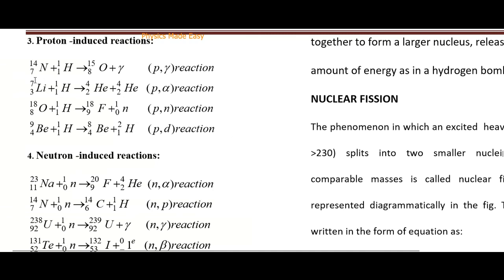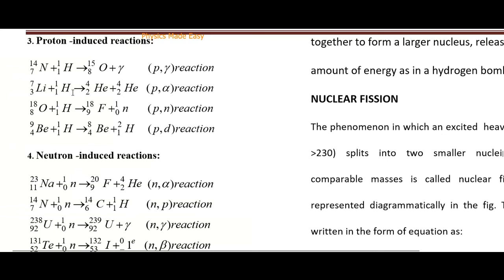P gamma reaction. So this 7 nitrogen 14 is attacked by proton 1H1. So we get 8 oxygen 15 plus gamma ray. And then P alpha reaction. These are the proton induced reactions.